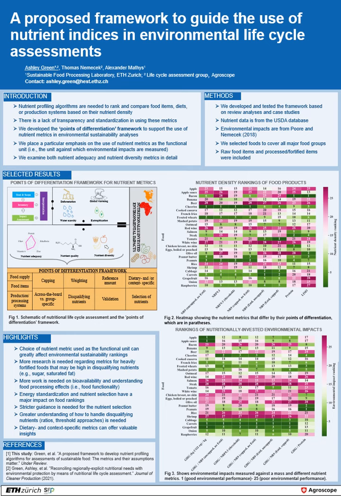We also found that more research is needed regarding metrics for heavily fortified foods that might be high in disqualifying nutrients, which includes things like sugar or saturated fat. Additionally, there's a need for a greater understanding of how to handle these disqualifying nutrients. For example, the utilization of ratios is useful as the impacts of disqualifying nutrients can be mitigated by those of qualifying nutrients. So an example of this would be the potassium to salt ratio.